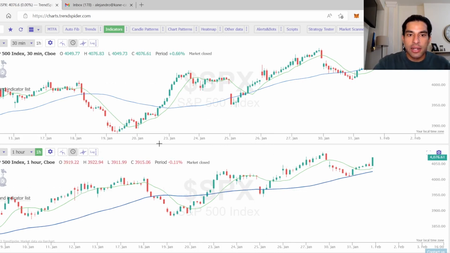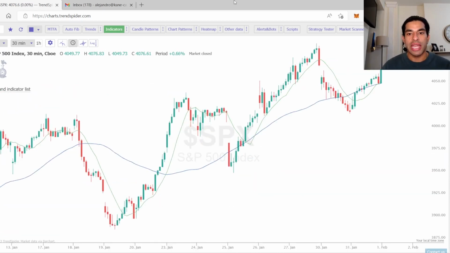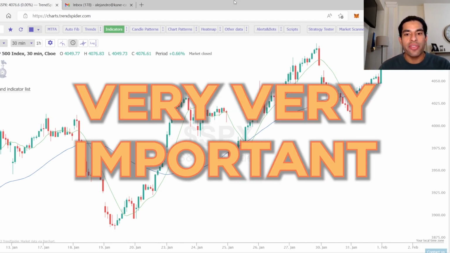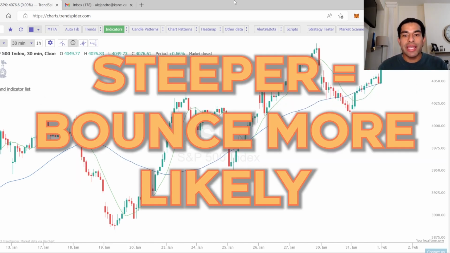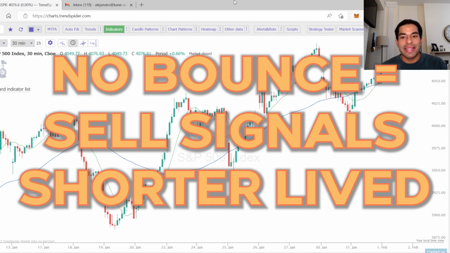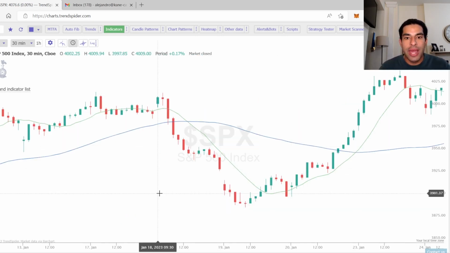This sell signal, another one that was short-lived because we have that strong 50 SMA support on the hourly chart as it's climbing higher. So the general concept that you want to understand is that the angle of the 50 SMA is very, very important. The steeper it is, the more likely that you'll get a bounce at that 50 SMA. And if you don't get a bounce, it's more likely that the sell signals under that 50 SMA will be short-lived. So now the question is, when can we anticipate that a sell signal is going to play out? How do we know? We of course have our multi-time frame analysis, so we want both the 30-minute chart and the 1 hour chart to be telling the same story.